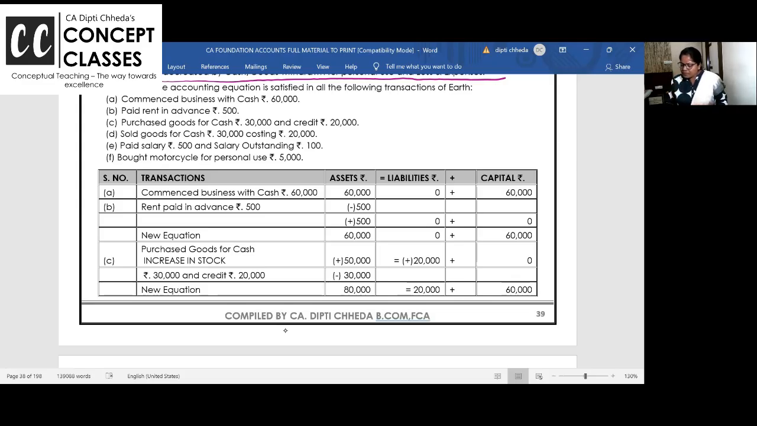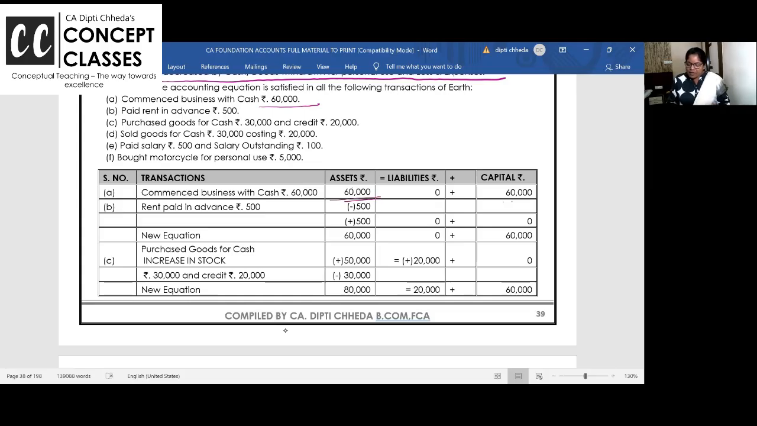Suppose assets are equal to liabilities plus capital. Did I teach you that? Yes. Commenced business with cash 60,000. So if you have commenced the business with cash 60,000, how much is capital? 60. How much is cash? Assets include cash, no? 60. Chalo, tally ho gaya.